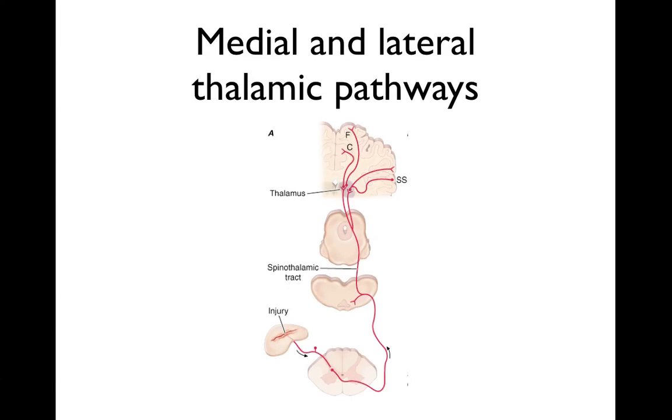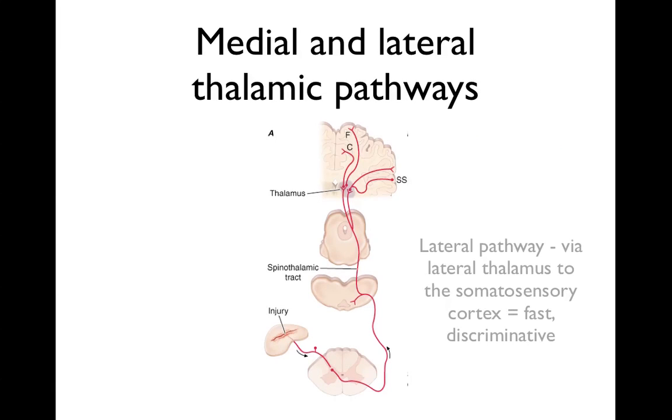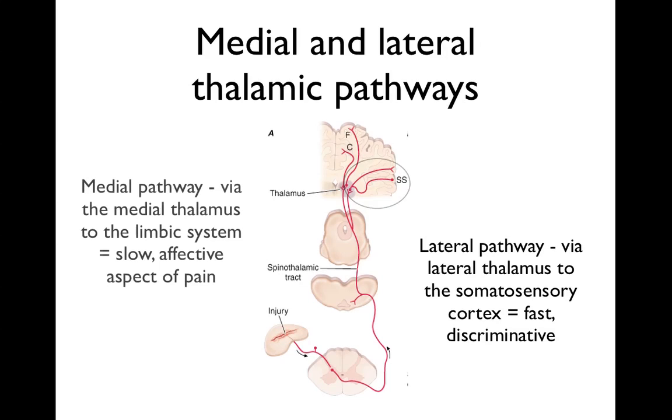And these are the pathways, just to explain that. We have the lateral pathway, which goes via the first and second order neurons synapsing in the lateral thalamus and then going to the somatosensory cortex. This is that fast discriminative route. And then we have the medial pathway via the medial thalamus, which then goes into various parts of the limbic system, which is that slow affective aspect of pain. When we say the limbic system, we're talking about the hippocampus, the cingulate cortex, and the amygdala.